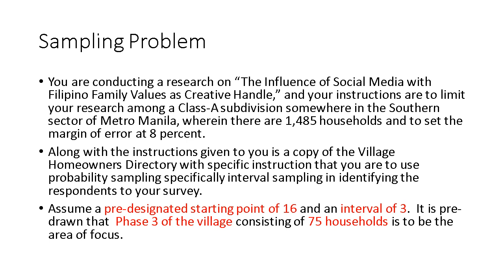You are also given a copy of the village homeowners directory, with the instruction that you are going to use probability sampling, specifically interval sampling, in identifying respondents to your survey. Assume a pre-designated starting point of 16 and an interval of 3. It is already pre-drawn that phase 3 of the village, which consists of 75 households, is to be the area of focus. That is our research problem.